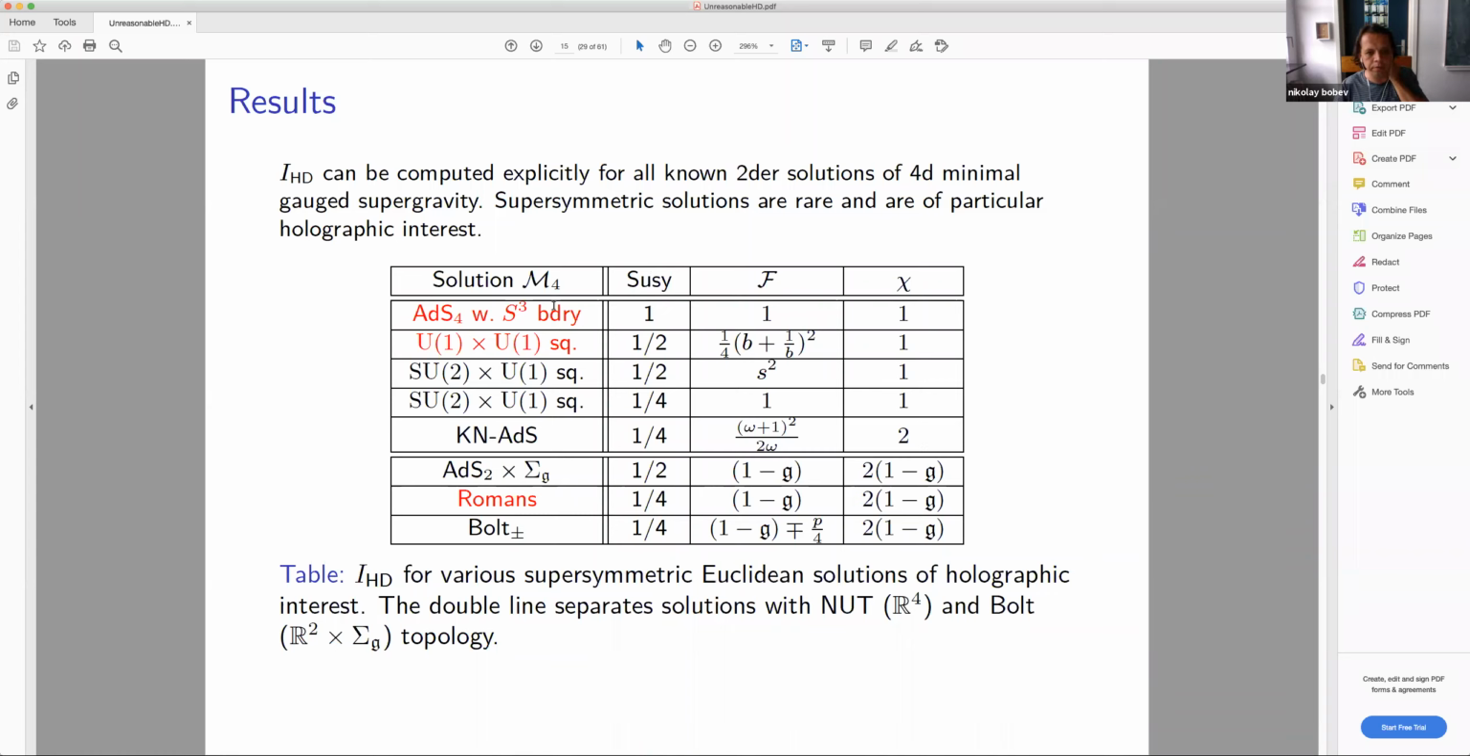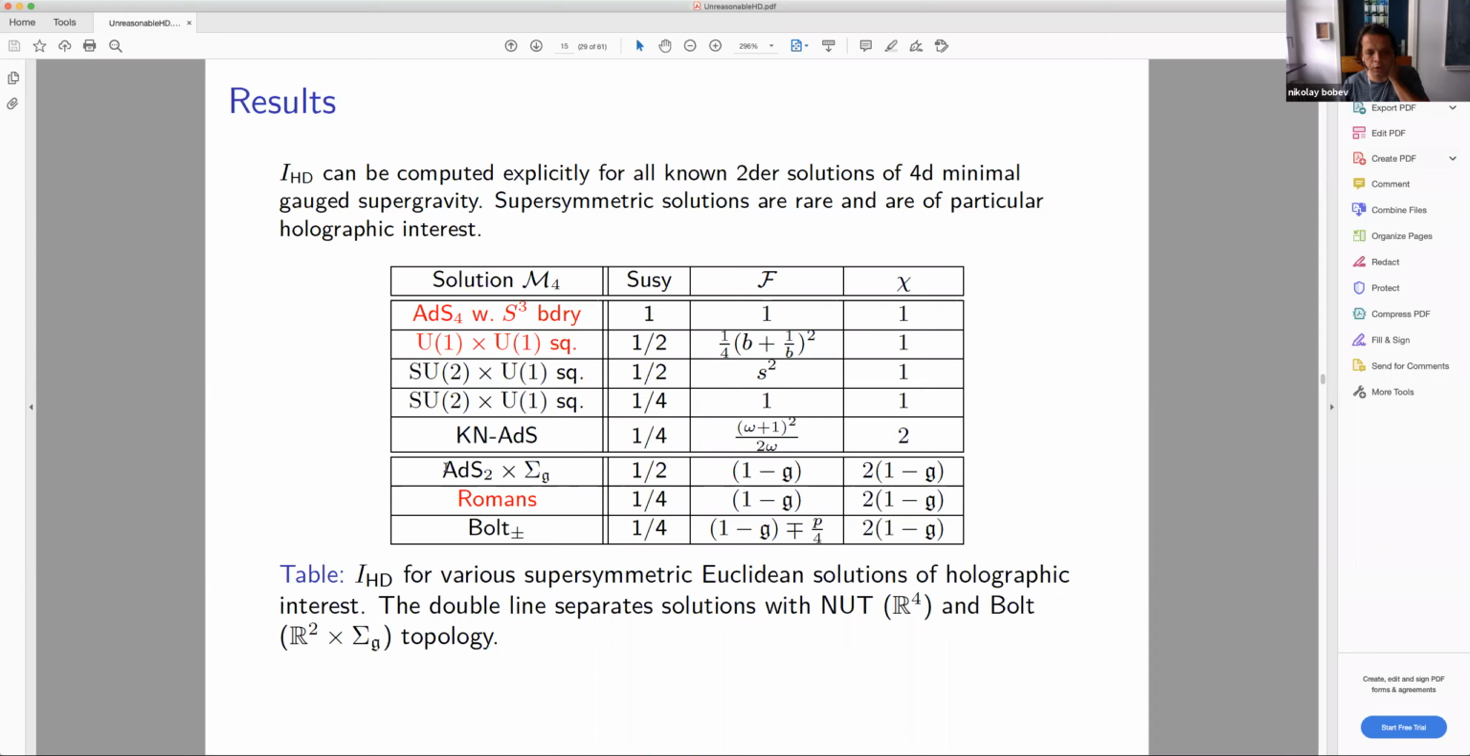So the first line here in red is just Euclidean AdS4 with S3 boundary. The other three lines are different squashings of this S3 manifold. So the first line is with the round S3 metric, and then these three other lines are various ways to squash the metric on S3 while keeping supersymmetry. This line here is Kerr-Newman AdS in 4D. So this is a rotating charged AdS4 black hole, which admits a BPS limit. In the BPS limit, you only have one quantum number, the rotation, which is independent. And so this on-shell action depends on that. And chi is just some topological invariant, if you wish.